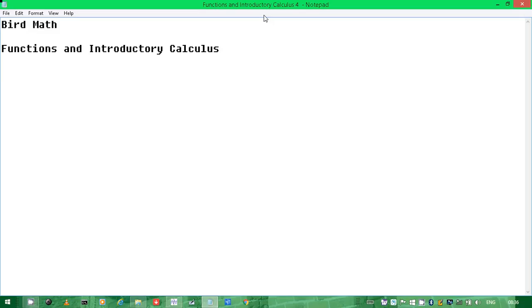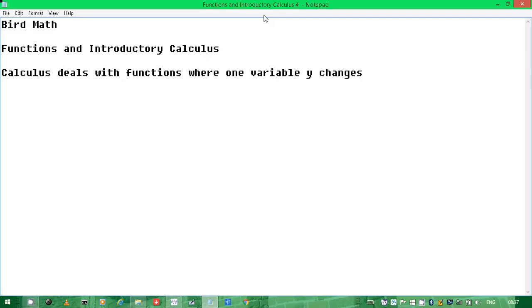So one could say that calculus primarily deals with functions where one variable, let's say y, changes due to another variable. All right, we've looked at functions heaps. We've looked at y is equal to x squared, y is equal to x cubed, so quadratic and cubic functions. But the key word here is change, okay? So one variable ends up changing due to another variable, and this has numerous applications.